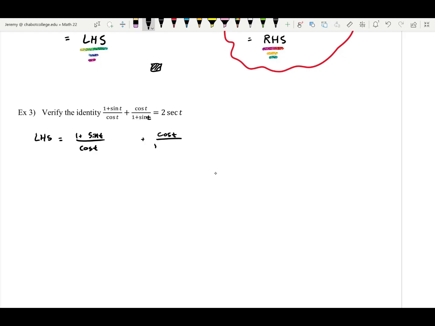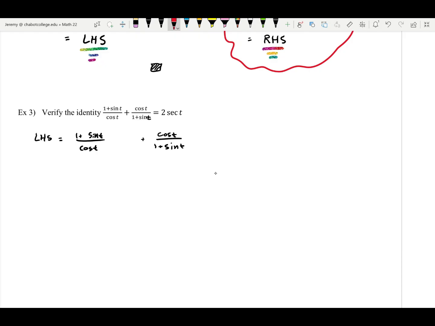Remember up there in that strategy box at the top of the page, we saw that getting common denominators and adding is something that can be productive sometimes. And since we have two big fractions here, that's just, again, the low-hanging fruit. Don't be afraid to go for the low-hanging fruit.